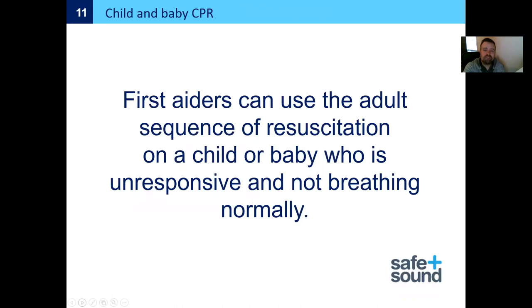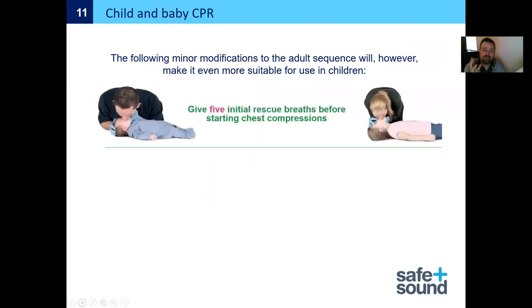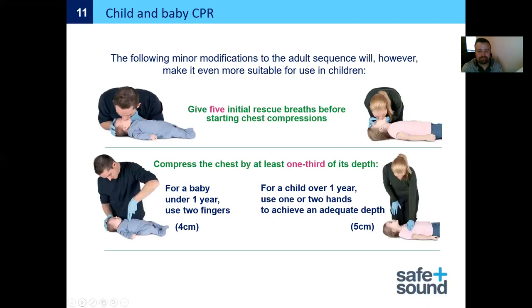So for children and babies, first aiders can use the adult sequence of resuscitation on a child or a baby who is unresponsive but not breathing. However, you need to modify it. With a baby, you would give 5 initial rescue breaths first, because we want to get the oxygen in first. With a baby, you cover the nose and the mouth. And with a child, think about your breathing rate. For a baby, it's enough to blow a candle out. For a child, it's a half breath. And for an adult, a nice deep breath.